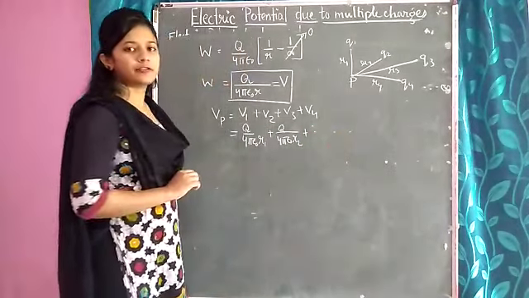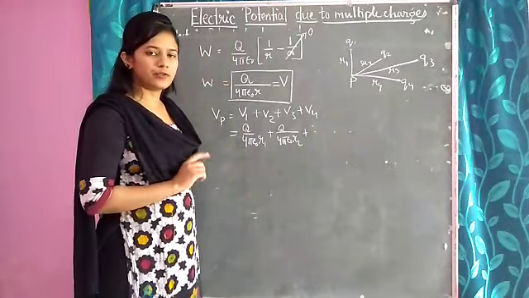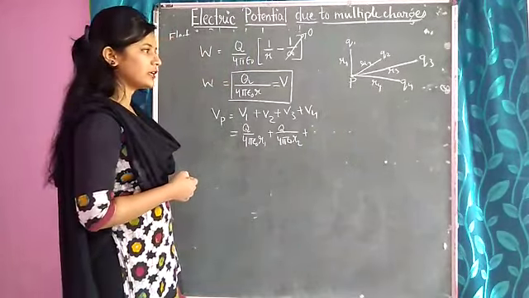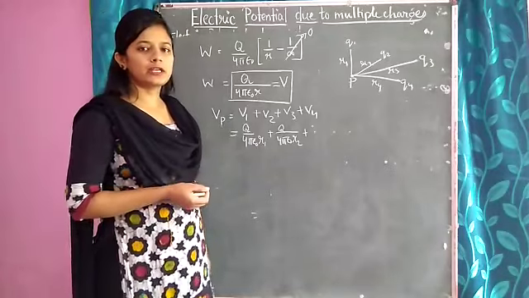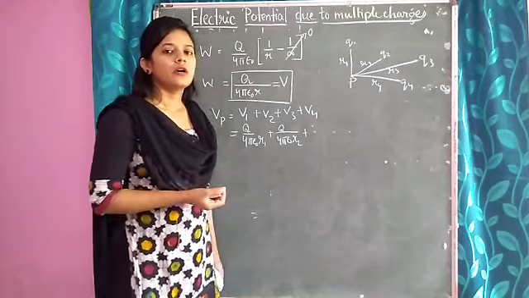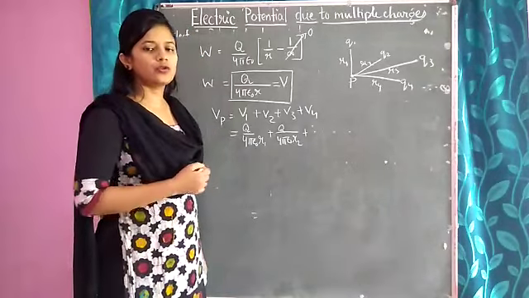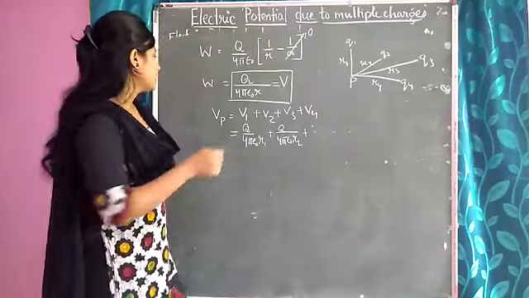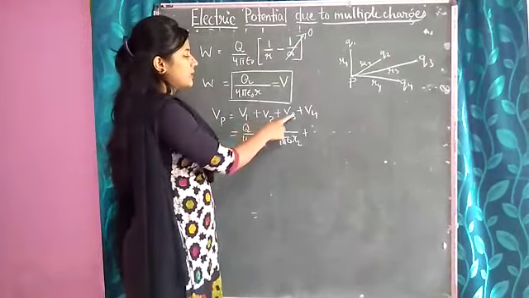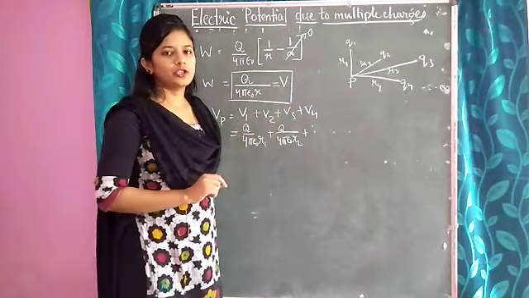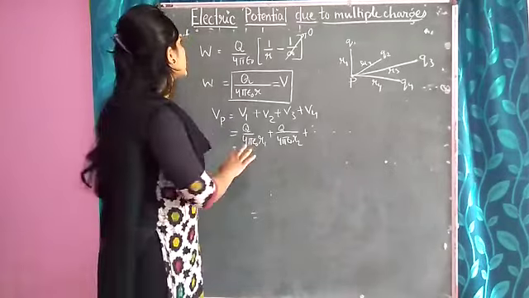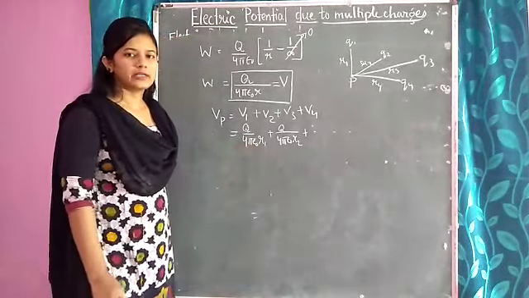What is the difference between electric field intensity and potential? In the case of electric field intensity due to multiple charges, it is the vector sum of the electric field intensities due to all the charges, whereas in the case of electric potential it is simply the algebraic sum of all the potentials due to all the charges. So this is your expression for electric potential.